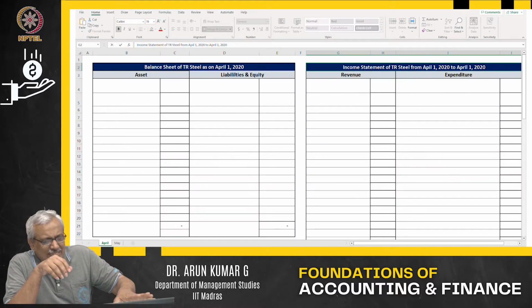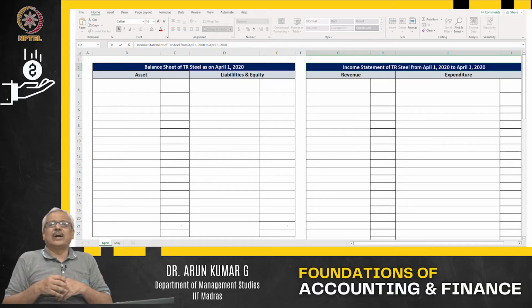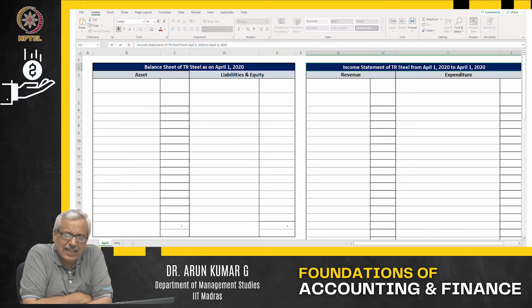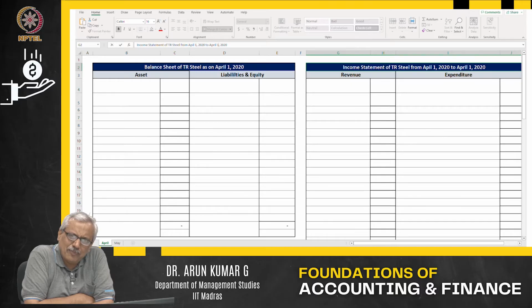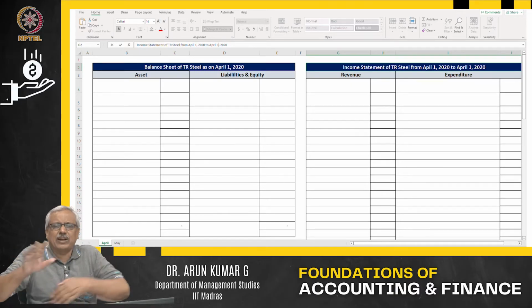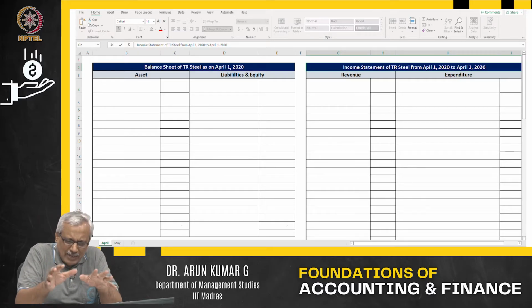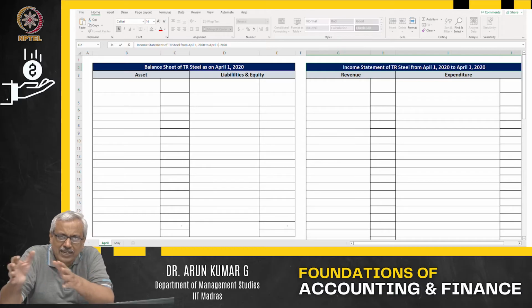The balance sheet is as of April 1st, 2020. You can see, that is why I made that correction. It was April 6th. I am sorry, it was April 1st. Then the income statement from 1st April to 1st April, because we are in 1st April. Let us imagine that we are on the 1st of April, the full day. 1st of April 2020, imagine we are preparing it for a period 1st April morning to 1st April evening.